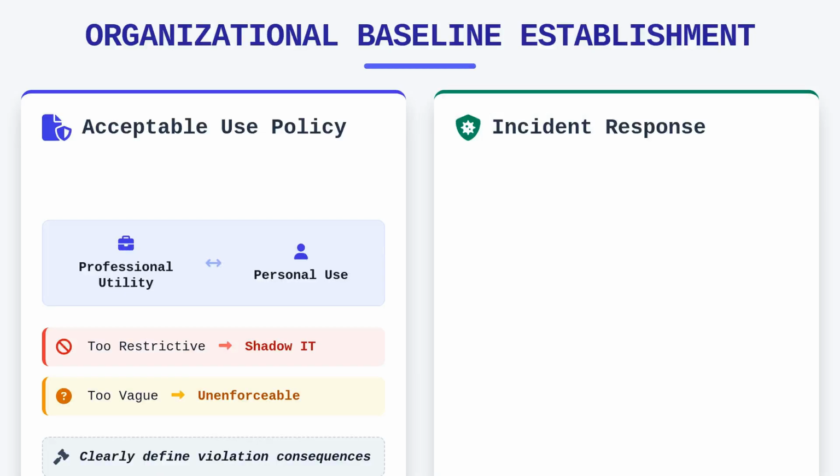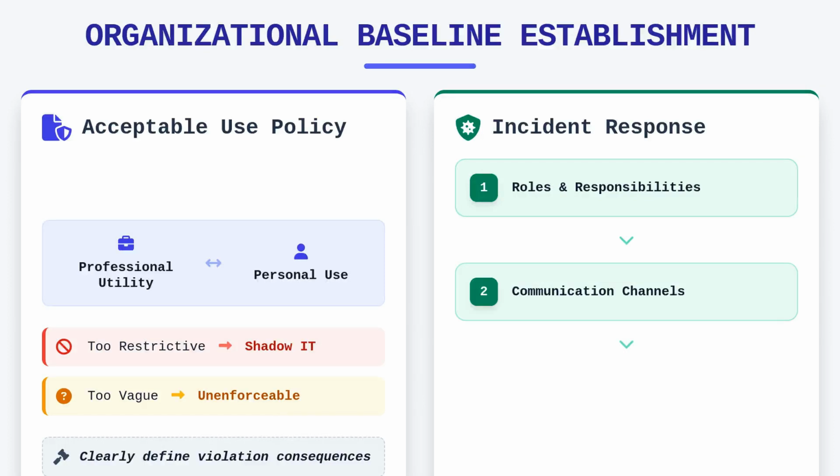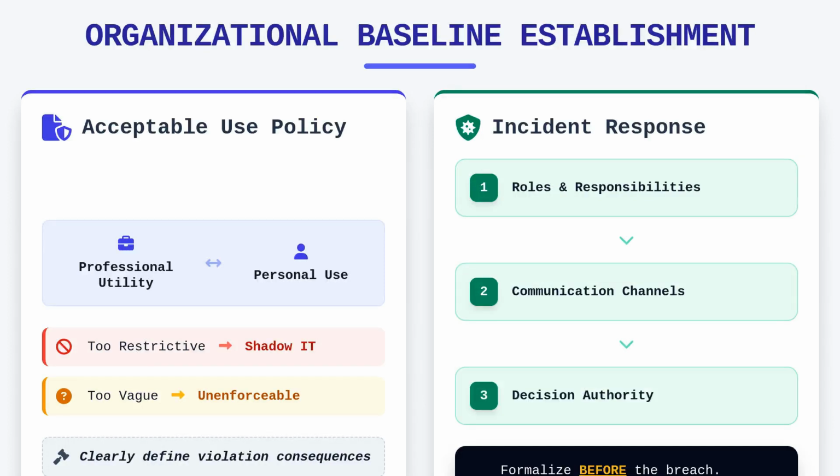Every incident response policy should similarly follow this principle, detailing the roles, responsibilities, and communication channels necessitated during a breach. You must formalize these procedures before an incident occurs, as the stress of an active exploitation attempt is not the environment to decide who possesses the authority to kill a network connection.